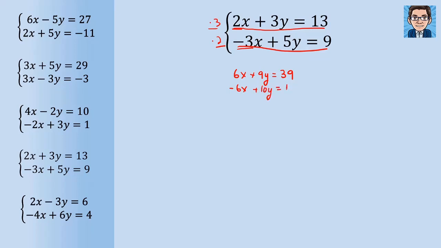equals 18. Now we can see that our x's match but are opposite signs. So if we add these two, the x's are going to be eliminated, and we get 19y equals 57. Divide both sides by 19, and you're going to get y equals 3.